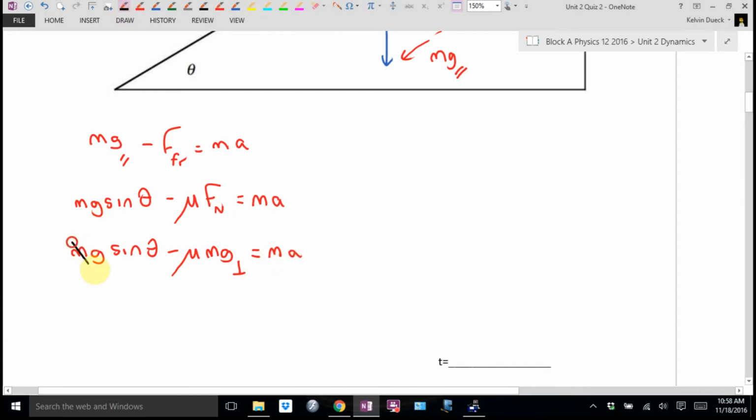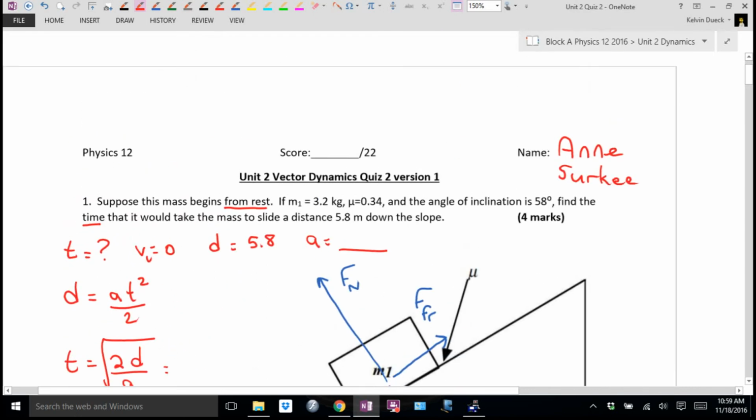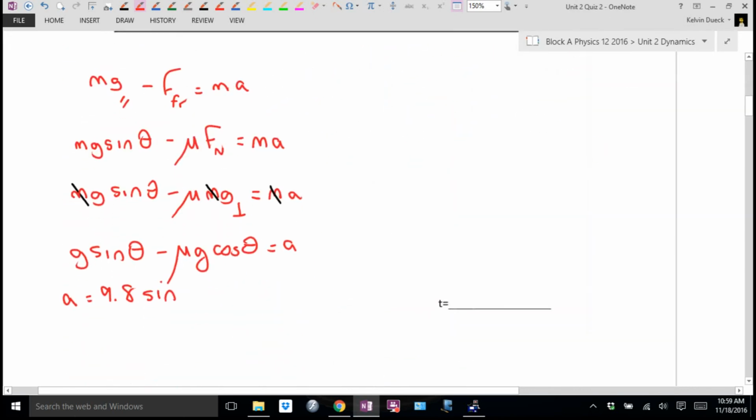Hey, kind of cool. The m cancels. You don't have to, but it does. G perpendicular, of course it is. g sine theta minus mu g cos theta equals the acceleration. So the acceleration is going to be 9.8 sine, what was theta? 58 degrees, that's a pretty steep hill.